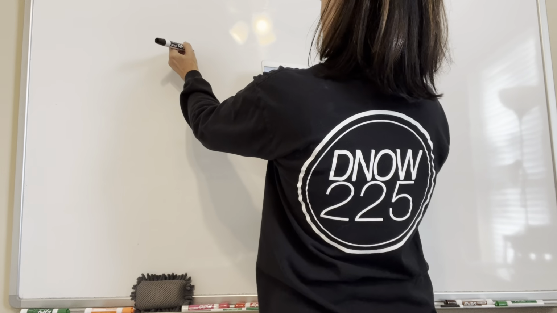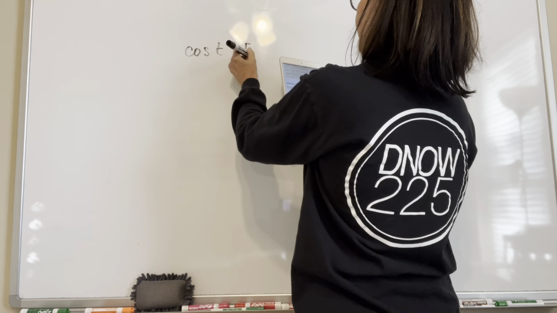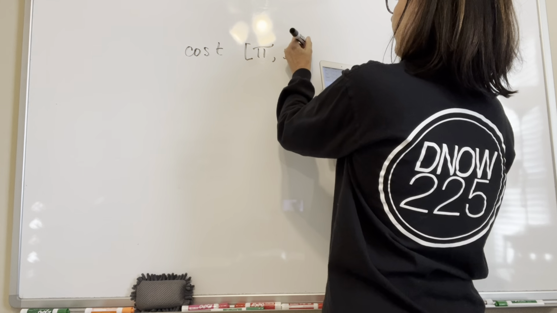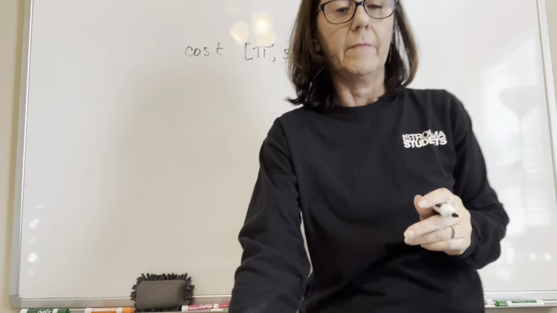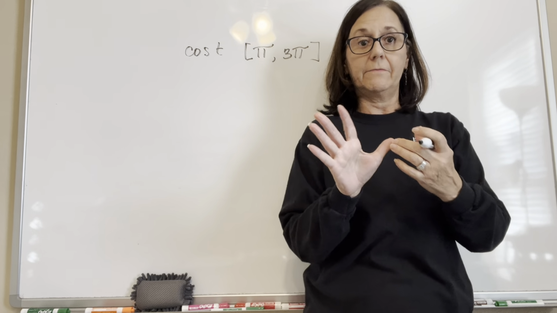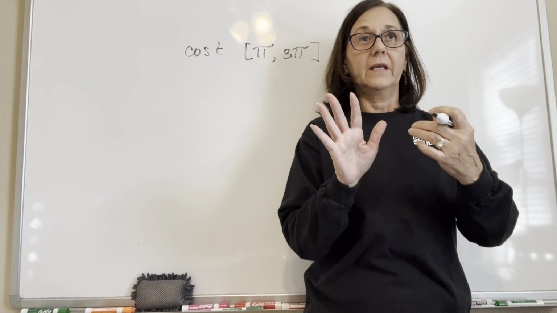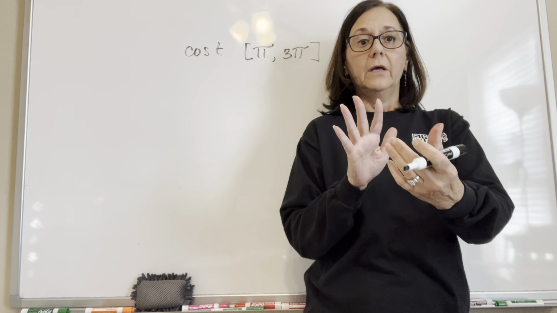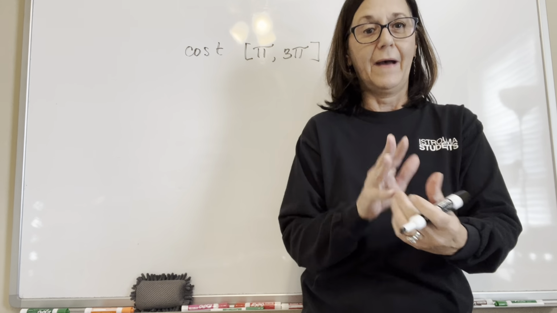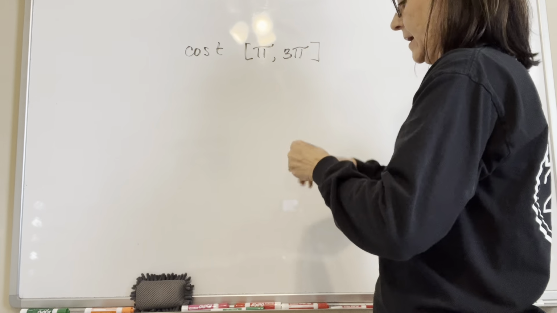So it says graph the cosine of t, and here's the interval. We want to start at pi, we want to end at 3 pi. Remember, we have the 4 key points in there, all the quadrants. So it's 0, pi over 2. It's the axes, right? 0, pi over 2, pi, 3 pi over 2, all the way back to 2 pi. All right. So we're going to start at pi.